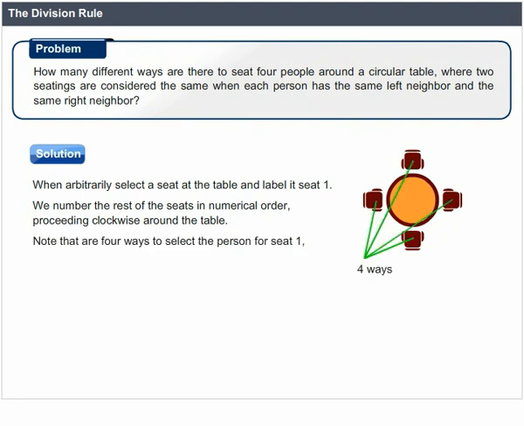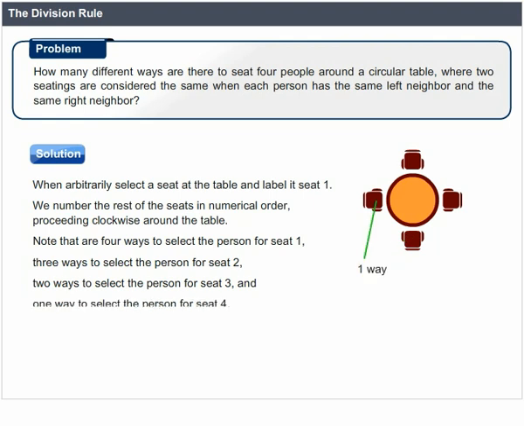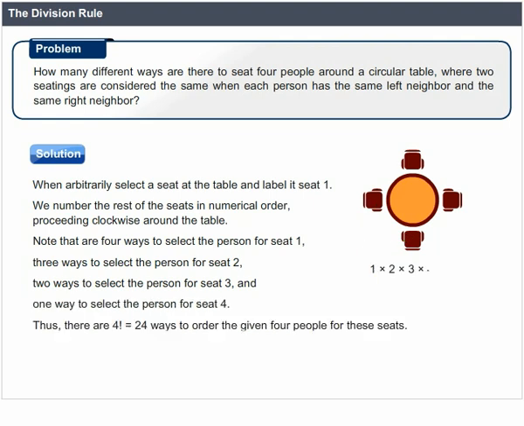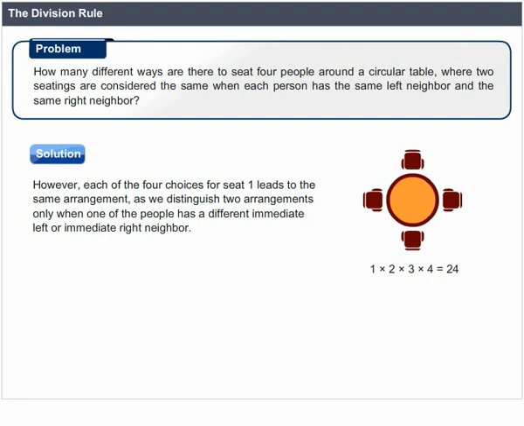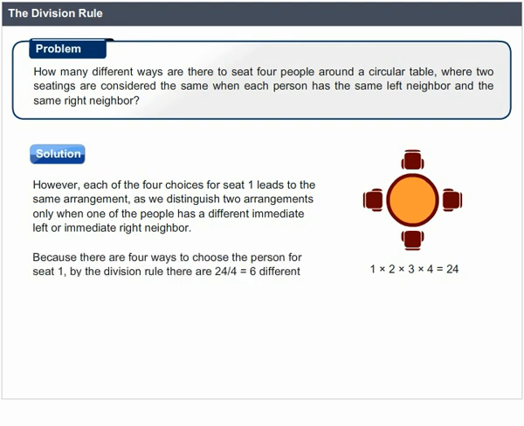Note that there are 4 ways to select the person for seat 1, 3 ways to select the person for seat 2, 2 ways to select the person for seat 3, and 1 way to select the person for seat 4. Thus, there are 4 factorial, equal to 24, ways to order the given 4 people for these seats. However, each of the 4 choices for seat 1 leads to the same arrangement, as we distinguish 2 arrangements only when one of the people has a different immediate left or immediate right neighbor, because there are 4 ways to choose the person for seat 1. By the division rule, there are 24/4 equals 6 different seating arrangements of 4 people around the circular table.